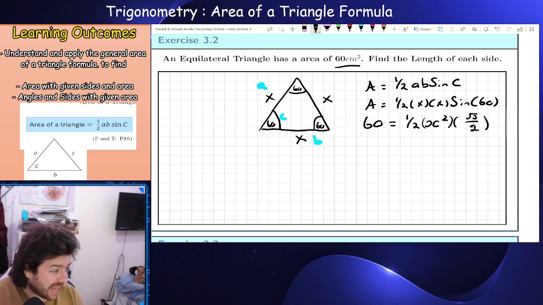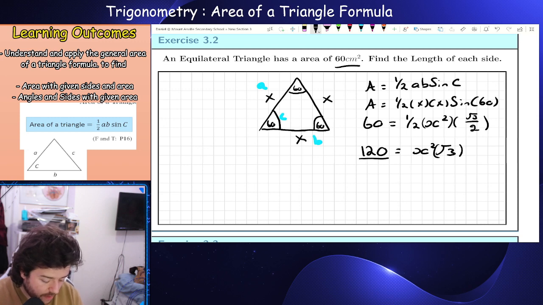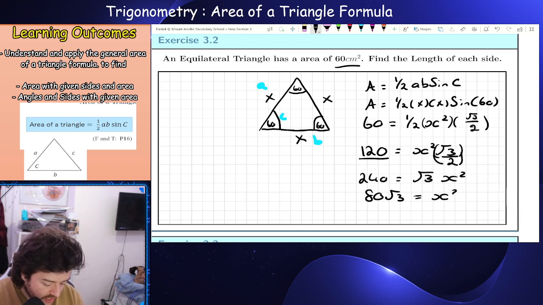So now I want to get x on its own. So I want to get rid of my fractions here. So I'm going to multiply across by 2. So I'm going to have 120 is equal to x squared times root 3 over 2. I want to get x on its own. So I want to get rid of this fraction, so I'm going to multiply by 2 again. So it'll be 240 is equal to root 3 x squared. Get x on its own. So 240 divided by root 3. So it's going to be 80 root 3 is equal to x squared.